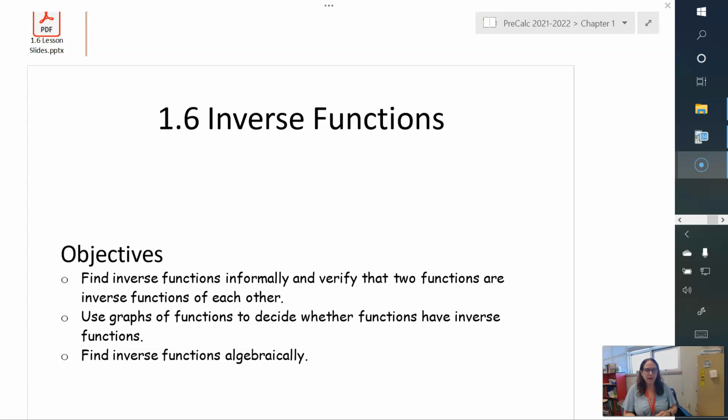We're going to find inverse functions and verify that the two functions are inverses of each other, and in a moment we'll talk about what that means. We're going to use graphs of functions to decide if two functions are inverse, so for those of you who are very visual, you'll like that method. And then we're also going to find those functions algebraically.